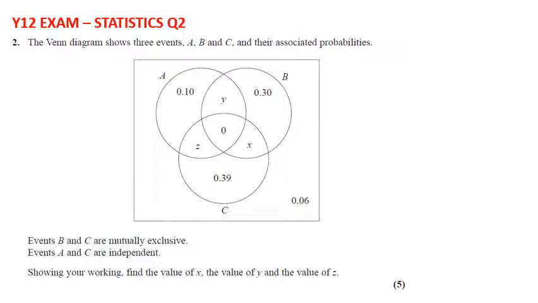Okay, so in this question 2, we have a Venn diagram and some probabilities in there and X, Y, Z that we need to find. We're given the information B and C are mutually exclusive, A and C are independent.